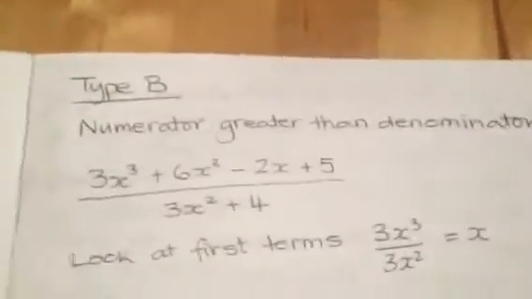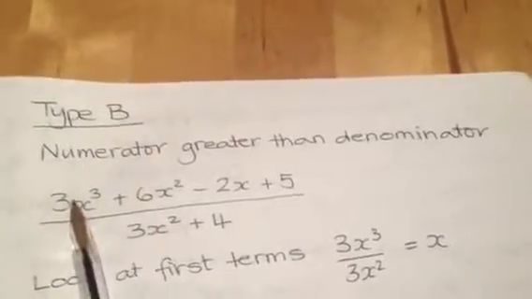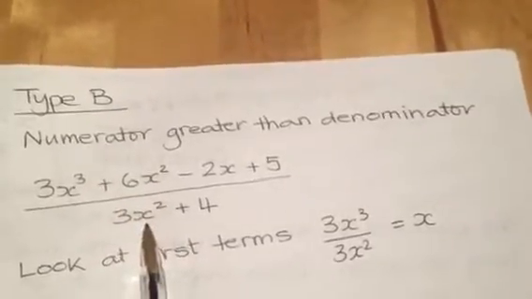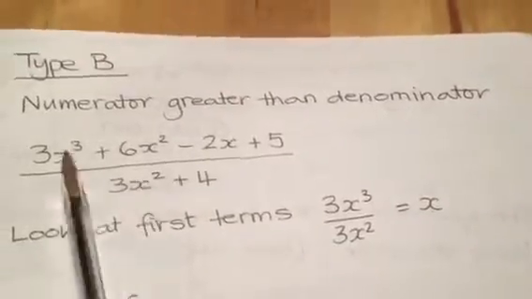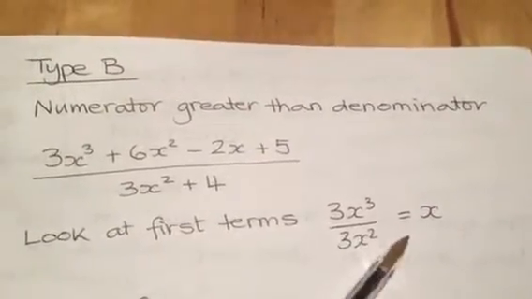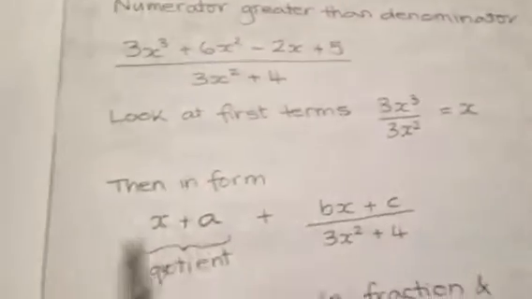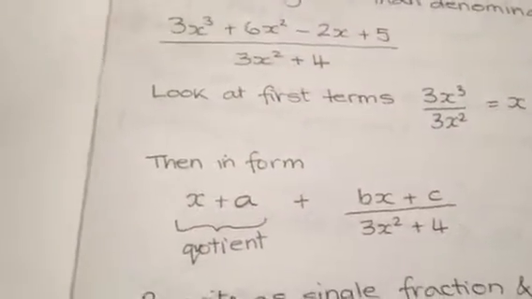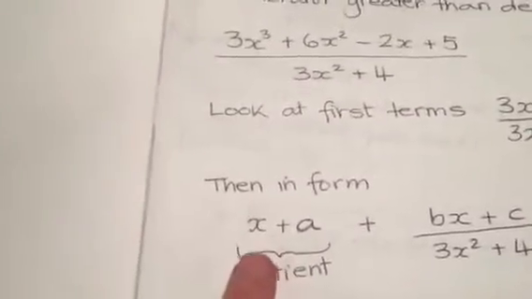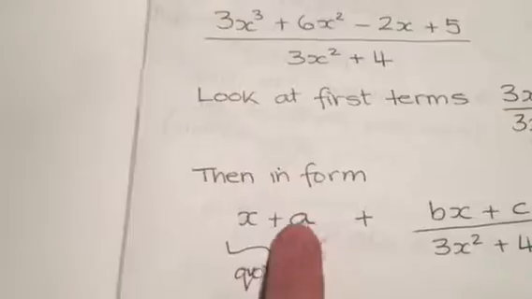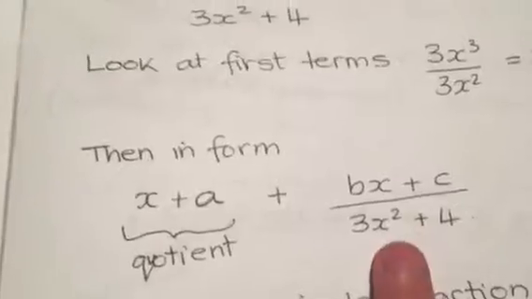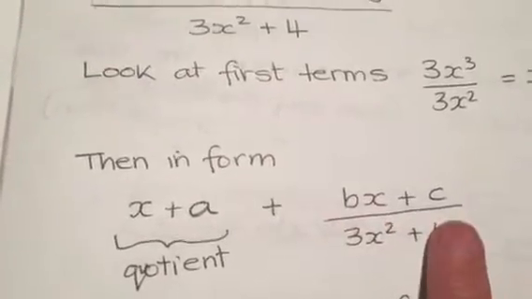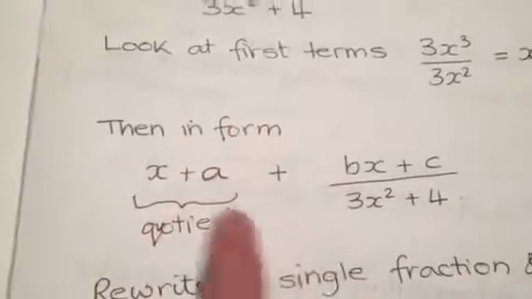So type B is where the numerator is greater than the denominator. So here I've got a cubic over a quadratic. So I look at the first term, I've got 3x cubed over 3x squared. So if I divide those, that gives me x. So I know then that my quotient is going to be of the form x at the beginning, coefficient of 1, so it's 1x, plus a constant term. So it will be x plus a for my quotient. Then because it's over a quadratic, it can be bx plus c. And again, I now rewrite that as a single fraction and compare.